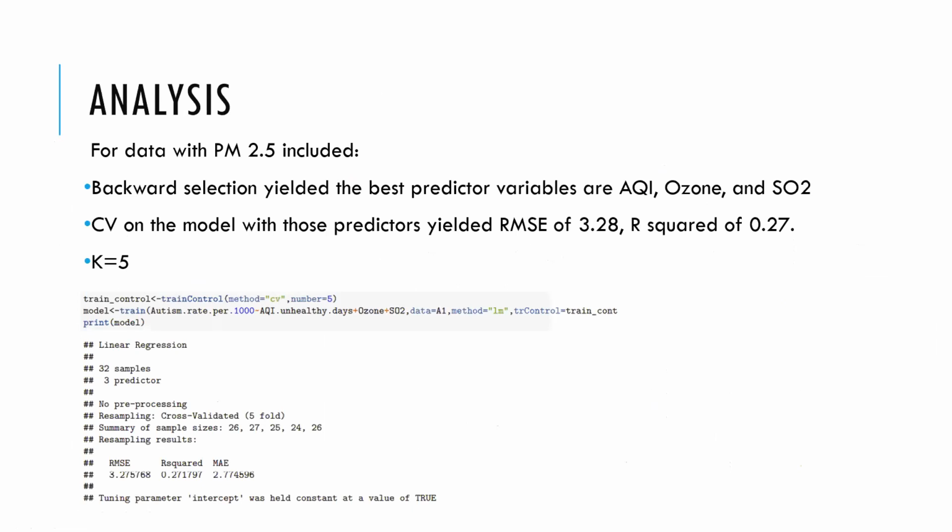So for my analysis, I just did what I said. I ran some linear regression models, and the model that yielded the best predictors were the air quality index days, ozone, and SO2. And then I did cross-validation with k equals 5, and I ended up with an RMSE of 3.28 and an R squared of 0.27.